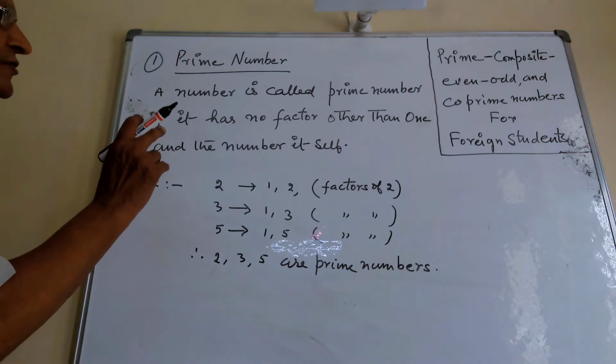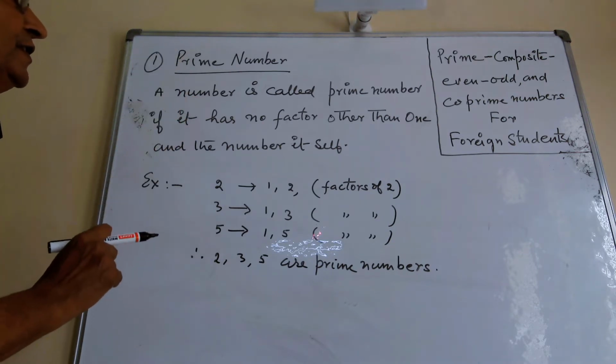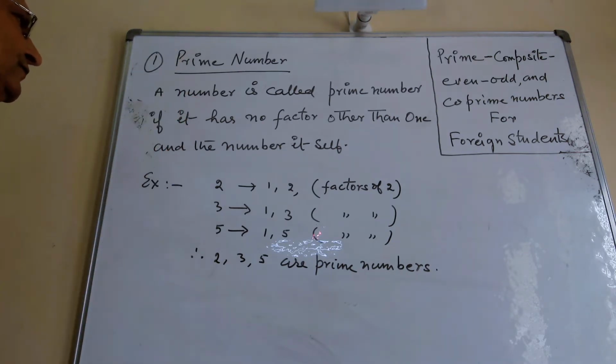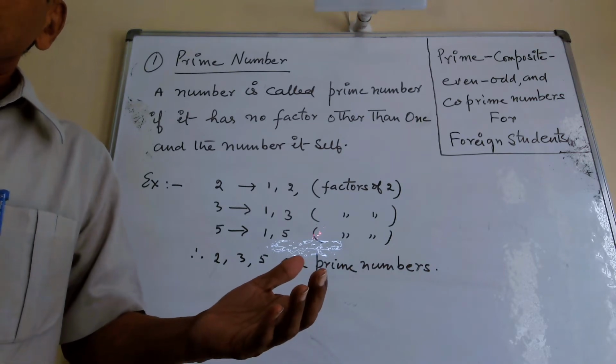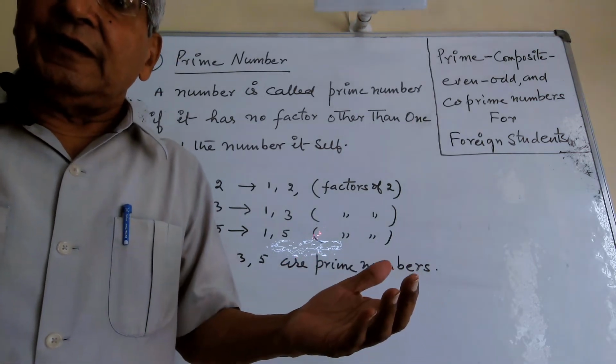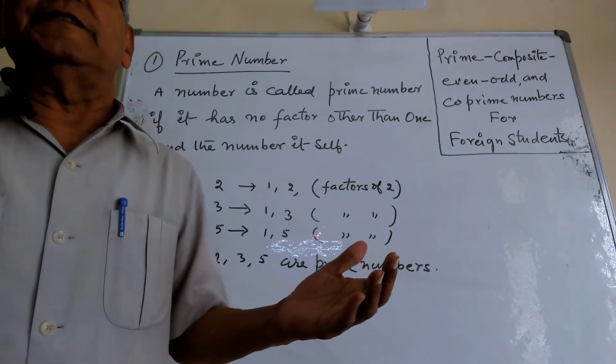A number is called prime number if it has no factor other than 1 and the number itself. My dear student, what is the prime number? A prime number is a number in which there is no other factor except 1 and the number itself.